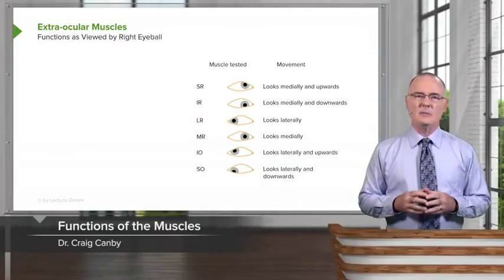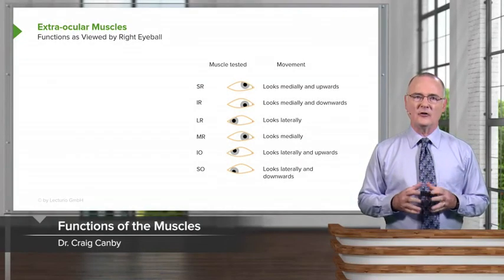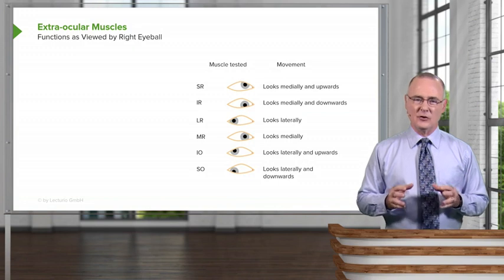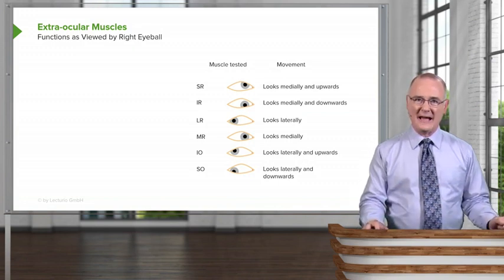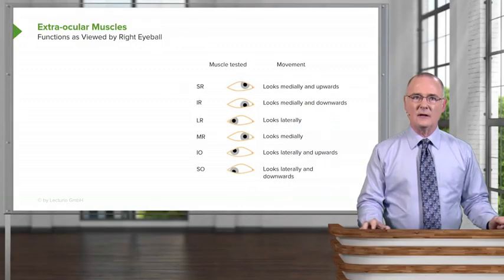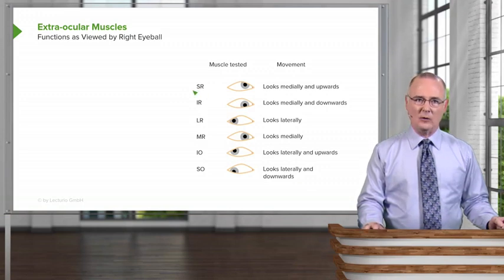This slide depicts the functions of the extraocular muscles as viewed by the right eyeball. So we need to quickly orient you to the lateral and medial aspects of the eye that we see right in through here. This will be the medial aspect of the right eye, and this will be the lateral aspect of the right eye. So now let's look at the functions of the muscles that attach to the eyeball.